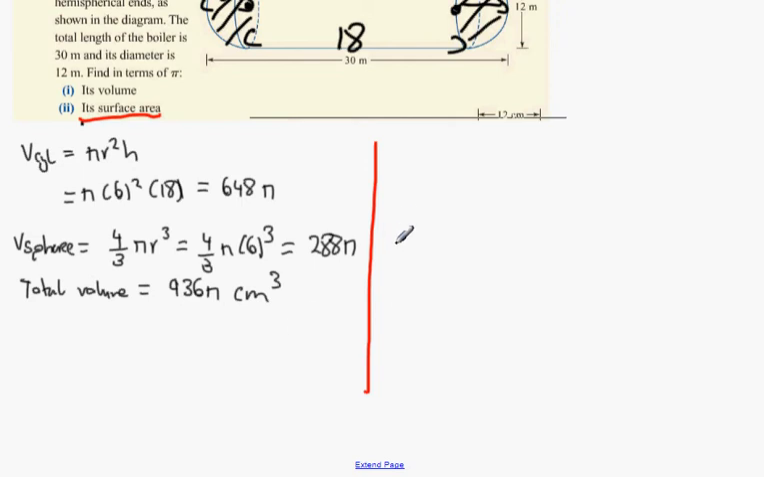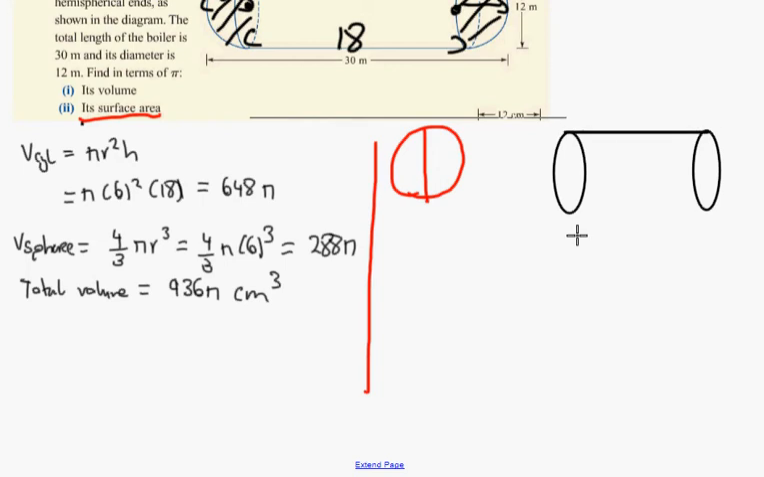Now, as you said before, it's basically a sphere because both hemispheres make a sphere, and then there's the cylinder. We can't include the two circles at the end because they're covered by the dome, or the hemisphere. So we're looking for the curved surface area of a sphere plus the curved surface area of a cylinder.